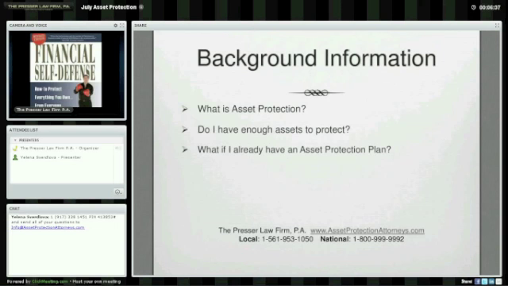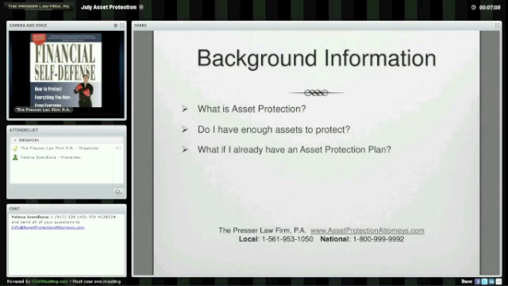So just to get started, a lot of people say, what is asset protection? My definition of asset protection is the legal process of titling both your personal and business assets to put them beyond the reach of future potential threats and creditors. I'll repeat that again because it's a long definition. Asset protection, to me, is the legal process of proactively titling both your personal and business assets to put them beyond the reach of future potential threats and creditors.